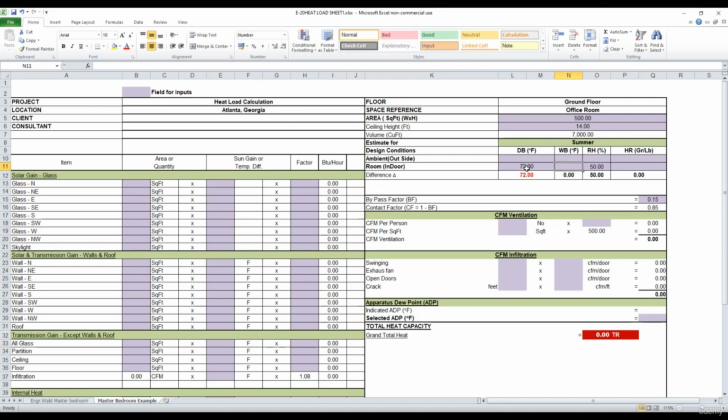From here, we have to calculate the wet bulb temperature and the humidity ratio, which is the grains of moisture per pound of air. The value of grains per pound will help us in calculating the latent heat of the room.